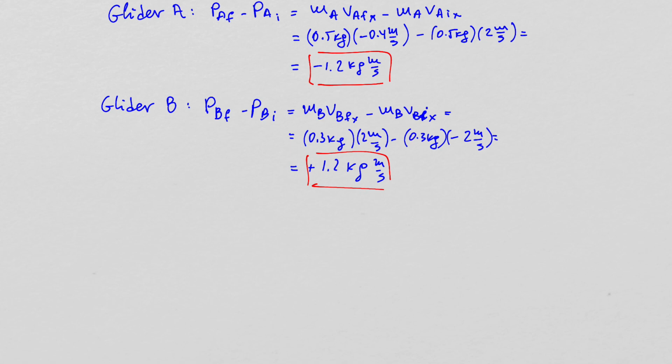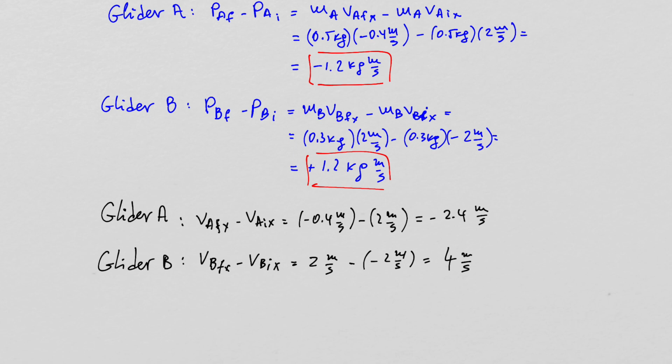Now also we need to calculate the changes in x velocities. Let's see how they compare. For glider A, the change in velocity is negative 2.4 meters per second, and for glider B, the change in velocity is positive 4 meters per second.